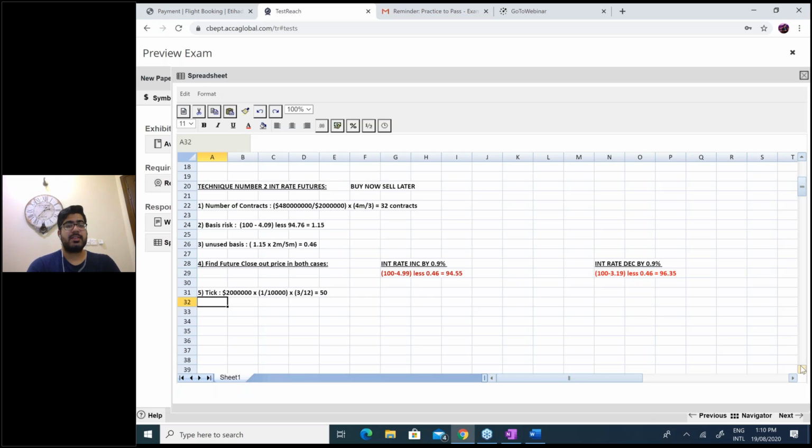Future closeout price in both cases, the formula is for both cases, increase or decrease. Spot 100 minus interbank rate 4.09, increase by 0.9 becomes 4.99, plus unused basis 0.46. And if it decreases by 0.9, spot 100 minus interbank rate 3.19, plus unused basis. And then you found the tick.